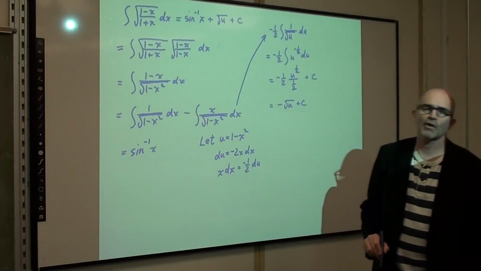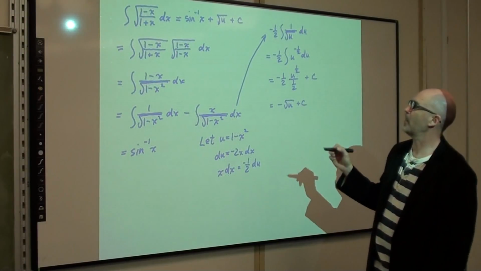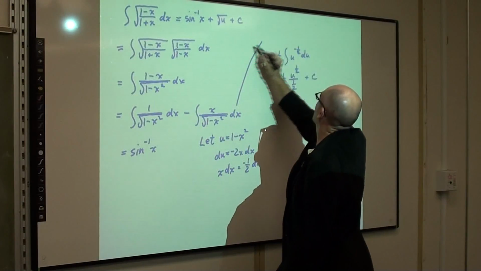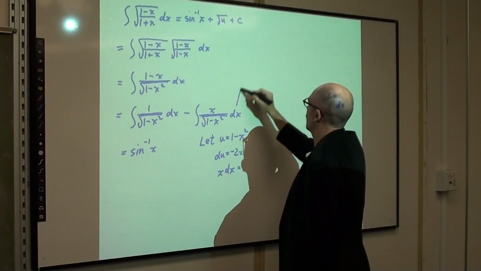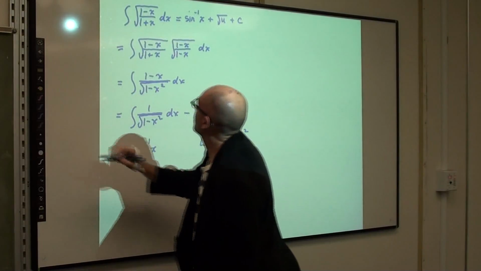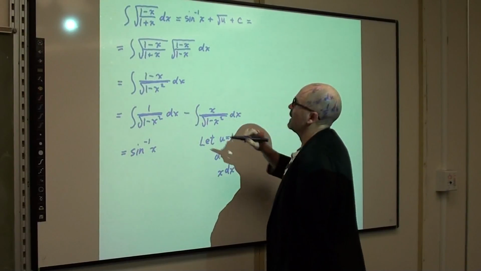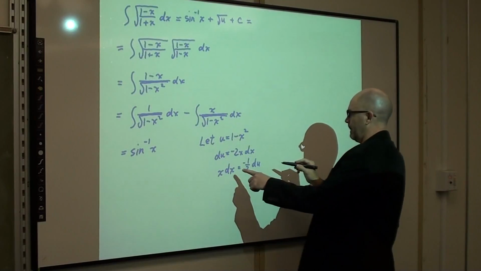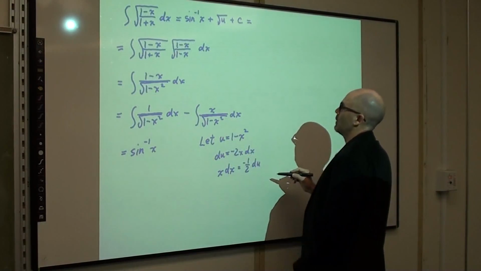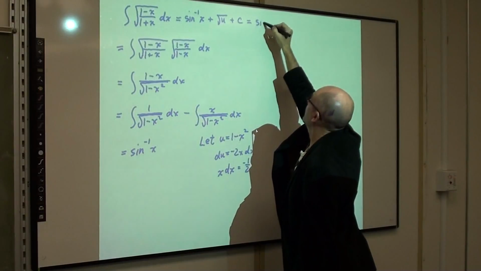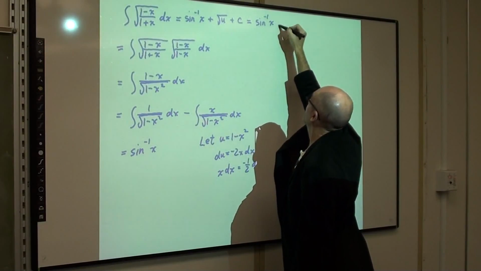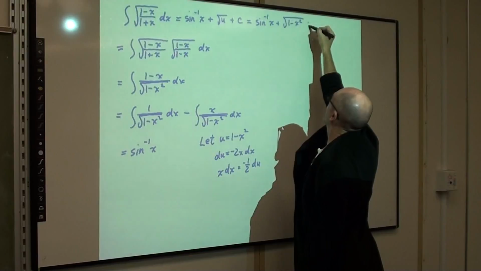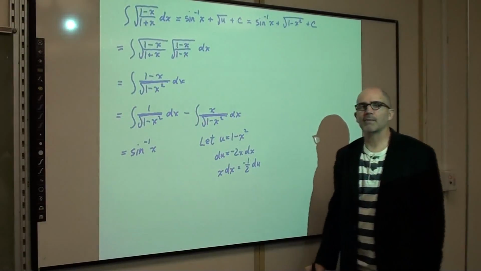Oh, no, the game isn't quite over. We forgot to put the x's back in. Okay, so we go back and say that since u equals 1 minus x squared, then this is inverse sine x plus square root of 1 minus x squared plus c. Now, the game is definitely over.